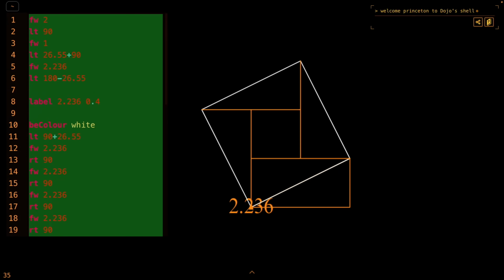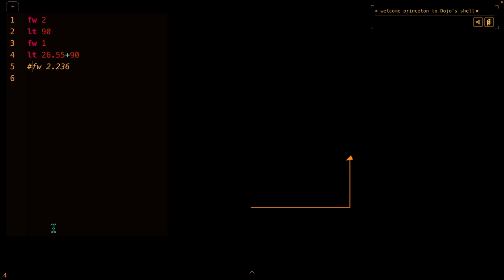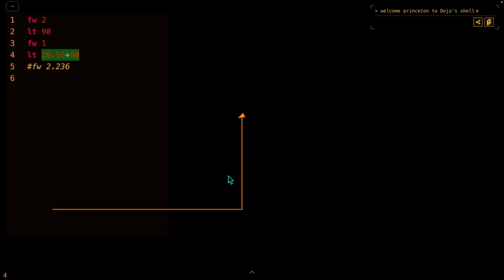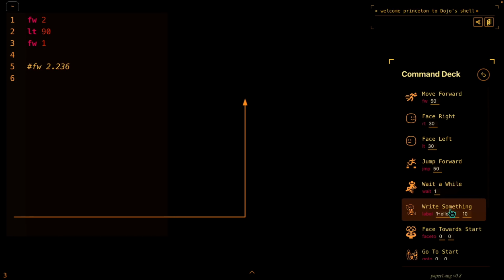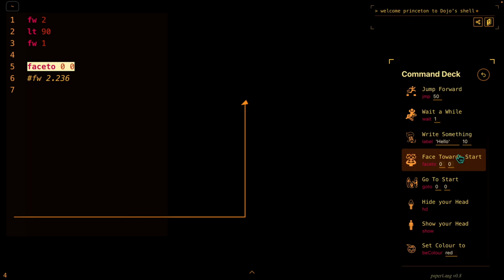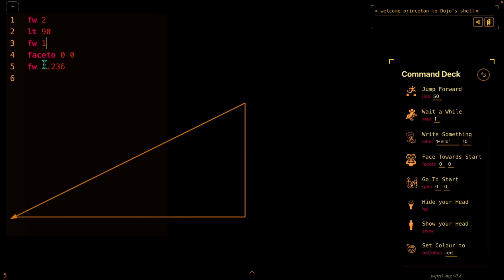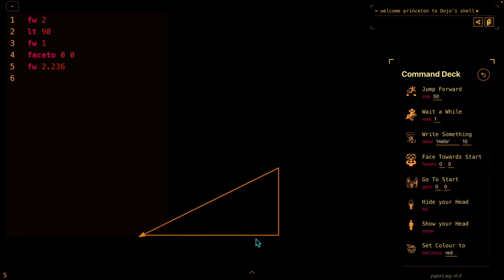But before we do so, I'll introduce some coding commands to make things easier for us. Firstly, notice how we had to figure out what the turning angle is at line 4 in order for us to complete our triangle. This is different for every triangle. Instead, we can simply use the phase 2 command to make the arrowhead face any point in the xy coordinate space, in this case 0, 0, the origin point, regardless of where it was facing before. Now we have one less variable to worry about.